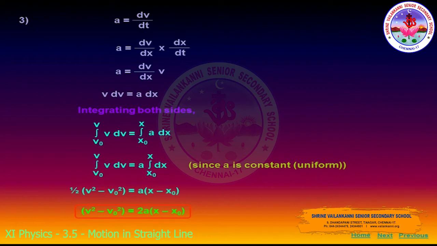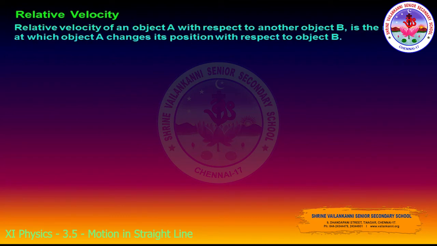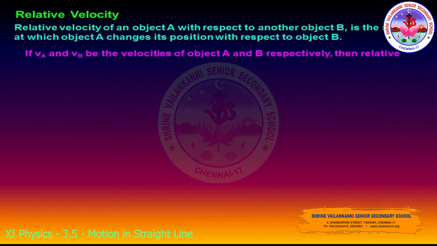So v square minus v naught square is equal to 2a into x minus x naught. Now, what is relative velocity? The relative velocity of an object A with respect to another object B means the rate at which object A changes its position with respect to object B.